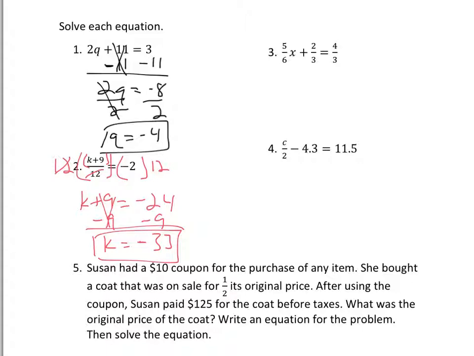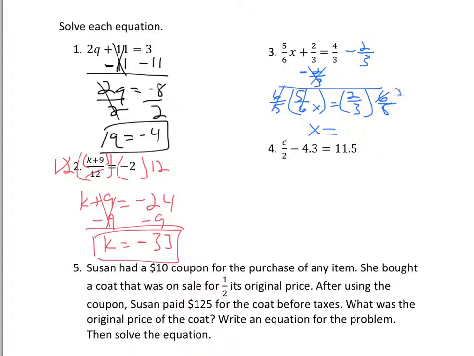Number 3 here, we make it more complicated with some fractions, so we've got to subtract 2/3 first. Let's write this one right next to it so it's easier to see. 5/6 x equals 4/3 minus 2/3, which is just 2/3. And to finish it up, we multiply both sides by the reciprocal of 5/6, which is 6/5. That'll cancel out our fractions on the left side. We're left with x, and we cross cancel. Multiply straight across, and it is 1/2.